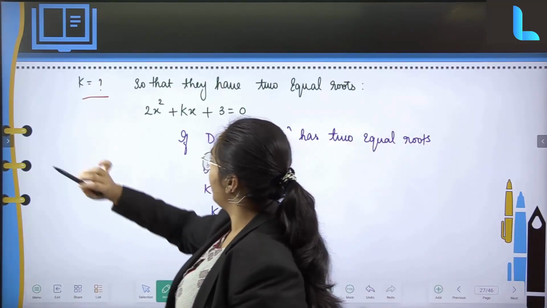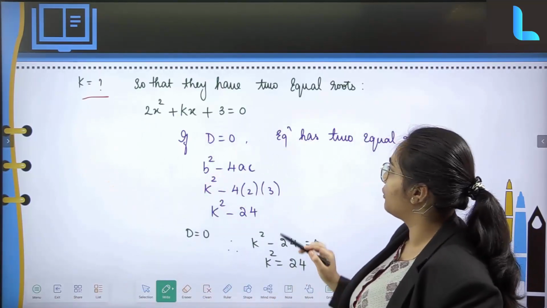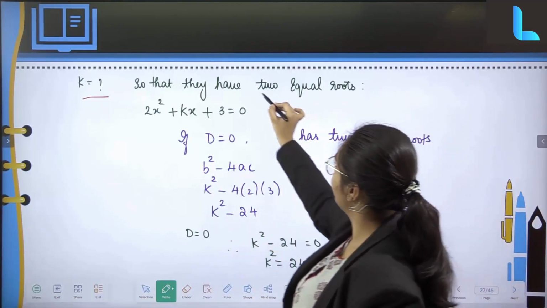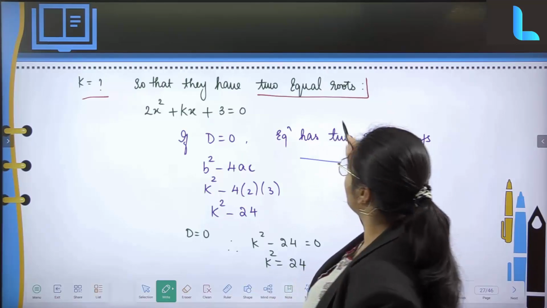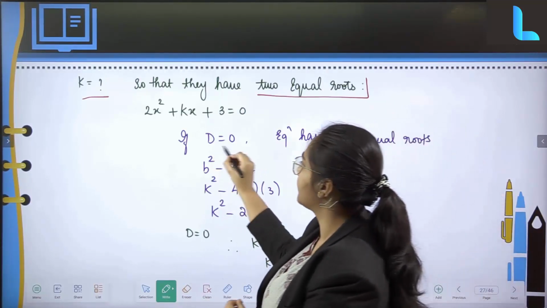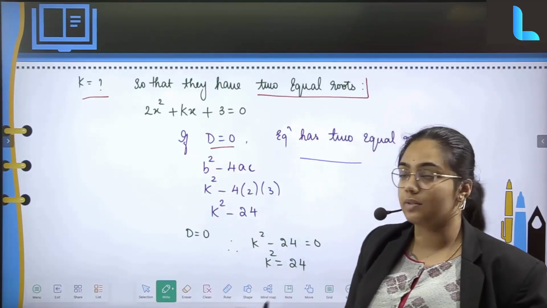What is the value of k so that they have two equal roots? So what is the value of k? We have to find out the value of k if they have two equal roots. So what does this two equal roots represent? It is again nothing but discriminant is going to be equal to 0.